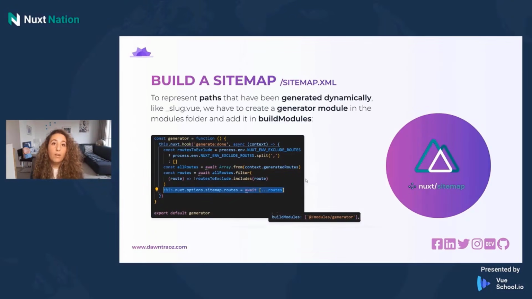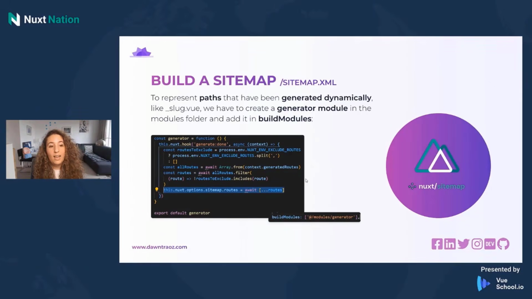So take care and add the trailing slash, because I had this error in the past. And then when we have this, we will generate the routes that are in our pages folder. But to generate the dynamic routes, like underscore look.view, we will need to create a generator module in the modules folder to create a hook, to listen to the hook generate done. And then when all the URLs are generated, you will get those routes and add them to the sitemap. So in that case, you don't need to start adding the dynamic URLs to the sitemap by your API. You can do it just with this hook, and then Nuxt will do it for you.